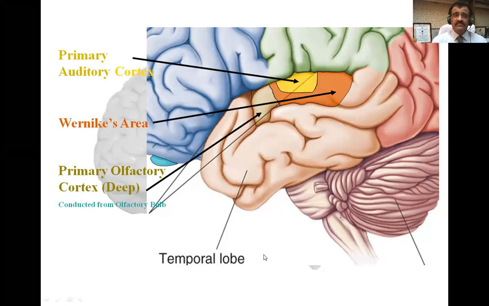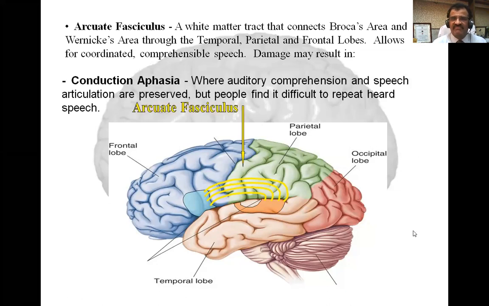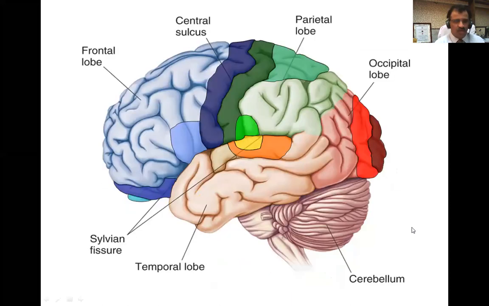Okay, now we have finished all the 4 lobes, but there is the arcuate fasciculus. Arcuate fasciculus means a white matter tract that connects Broca's area and Wernicke's area. So this is Broca's area, the motor speech area, and this is Wernicke's area, the sensory speech area, and they are connected together by a white matter tract, through the temporal, parietal, and frontal lobes. This allows for coordinated, comprehensible speech. And any damage to this may result in conduction aphasia.